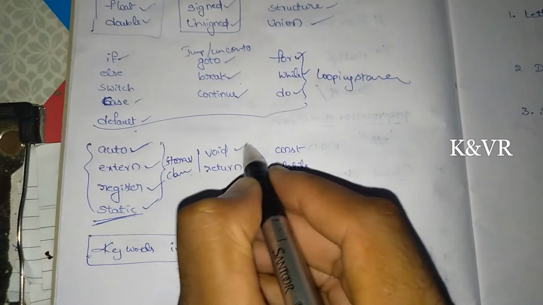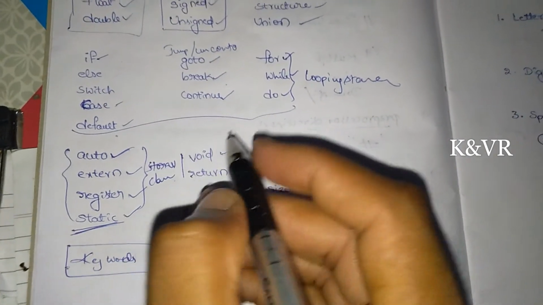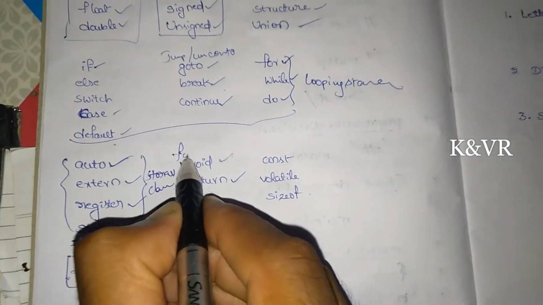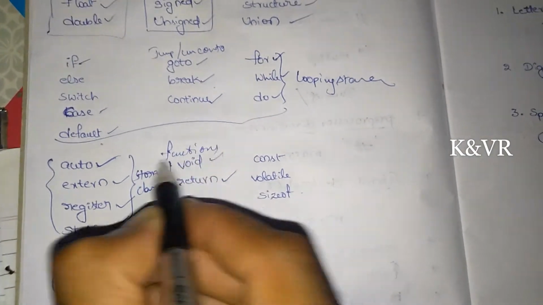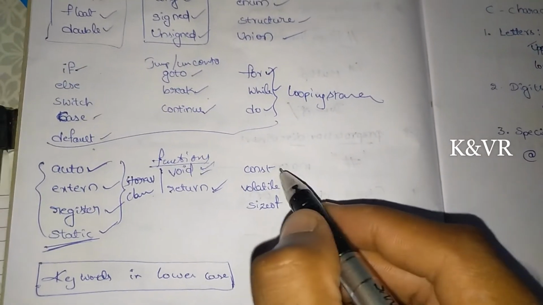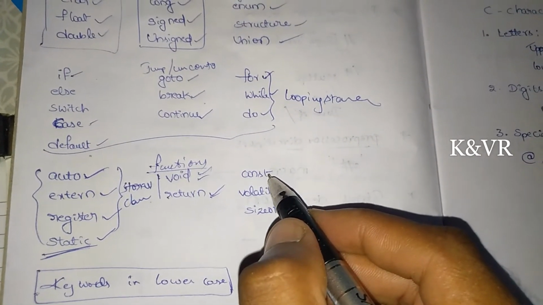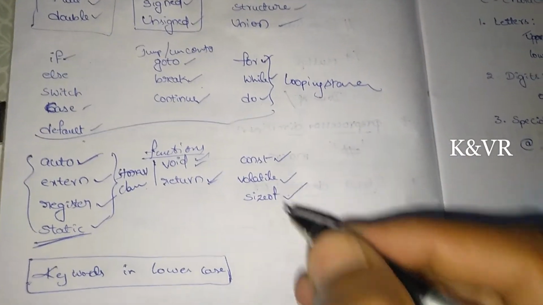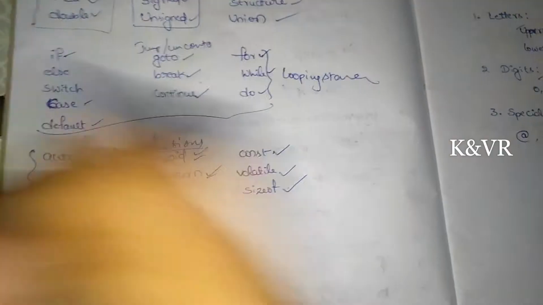And void, return. These keywords are used in functions, so when we write functions we will know about them clearly. These are const, volatile, sizeof. These are other operators, I mean keywords.